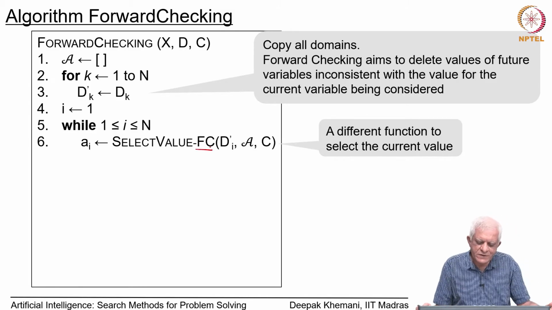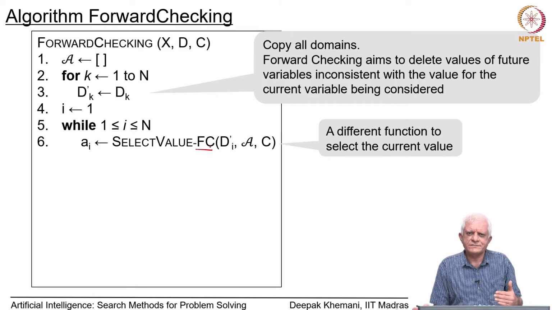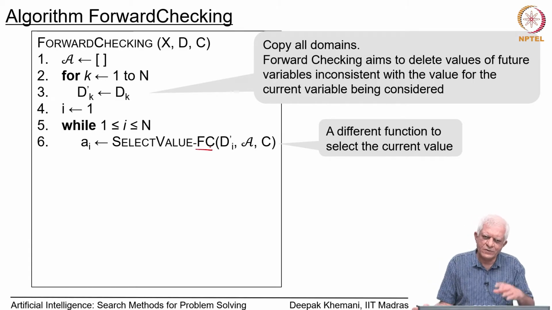And the idea is going to be that when we are considering a value, we will prune future domains, and if any future domain becomes empty, we will not select that value essentially. So, this is called select value forward checking, as opposed to select value in backtracking, which simply looked at the past variables and said, okay, if this value is consistent with the past variables, then it is fine.